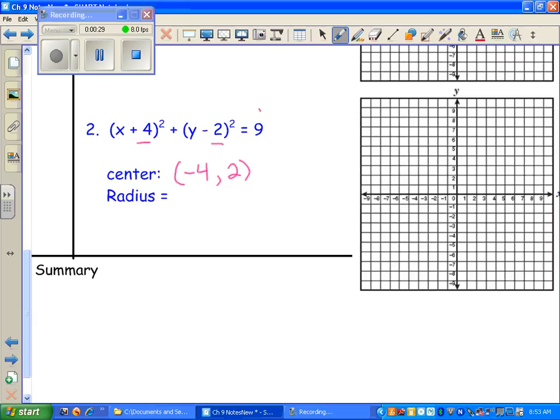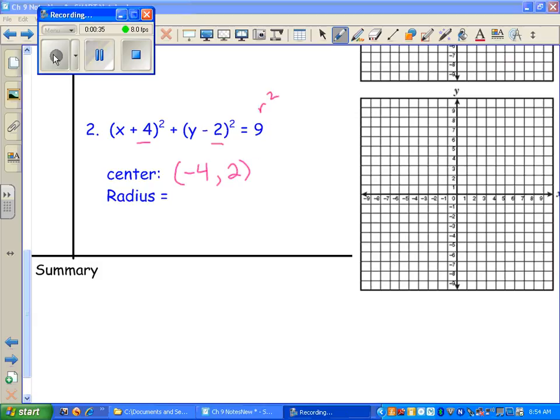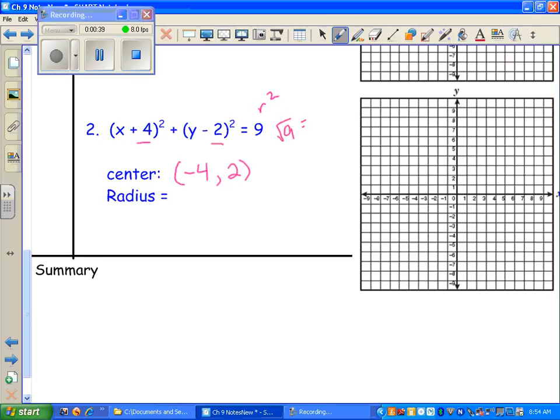Always remember, change the sign for those center points. Over here, this value on the right is the radius squared. So to get the radius alone, we're going to square root the 9. And we get 3. It will not always work perfectly. If it doesn't, you may have to estimate when you're graphing. The radius is 3.